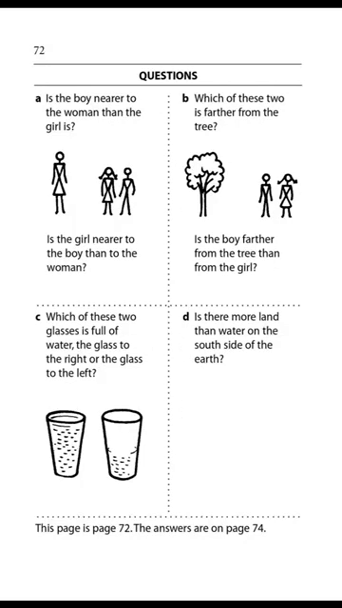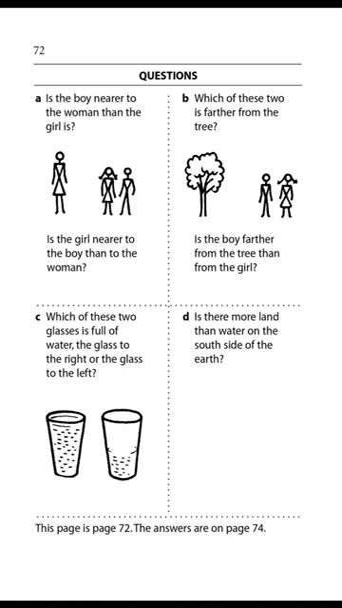Page 72. Questions. A. Is the boy nearer to the woman than the girl is? No, the girl is nearer to the woman. Is the girl nearer to the boy than to the woman? Yes, the girl is nearer to the boy than to the woman. B. Which of these two is farther from the tree? The girl is farther from the tree. Is the boy farther from the tree than from the girl? Yes, the boy is farther from the tree than from the girl.